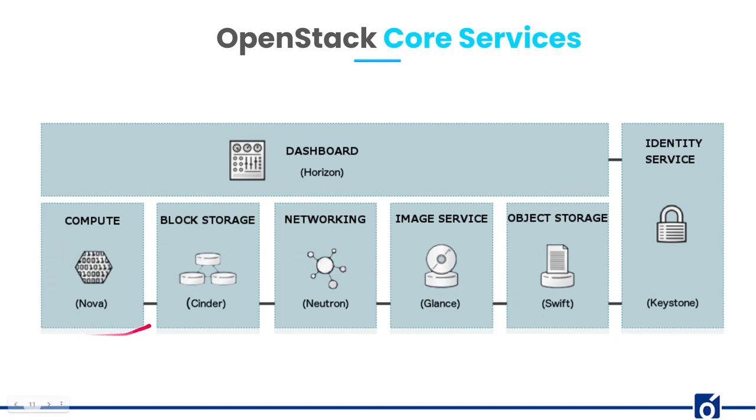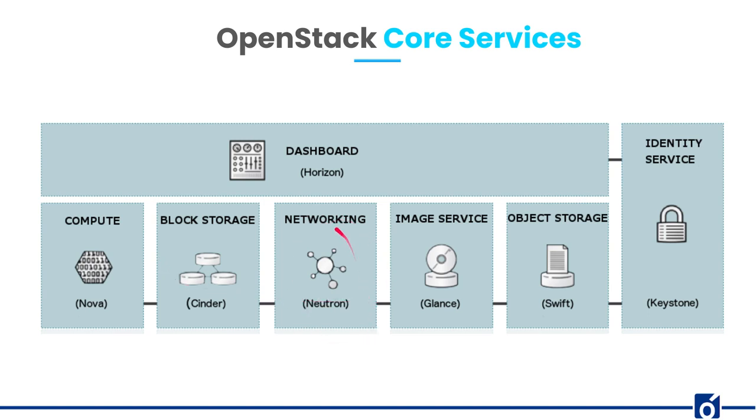Nova is basically the compute project. Compute, for example, means computing the virtual machine from your bare metal hardware. For example, if you want a virtual machine with 8 GB RAM and two CPUs, that is computed by Nova. Then we have block storage that every VM needs to have attached. For example, if you want your instance to have 500 GB of memory, Cinder creates the 500 GB and attaches it to the virtual machine.